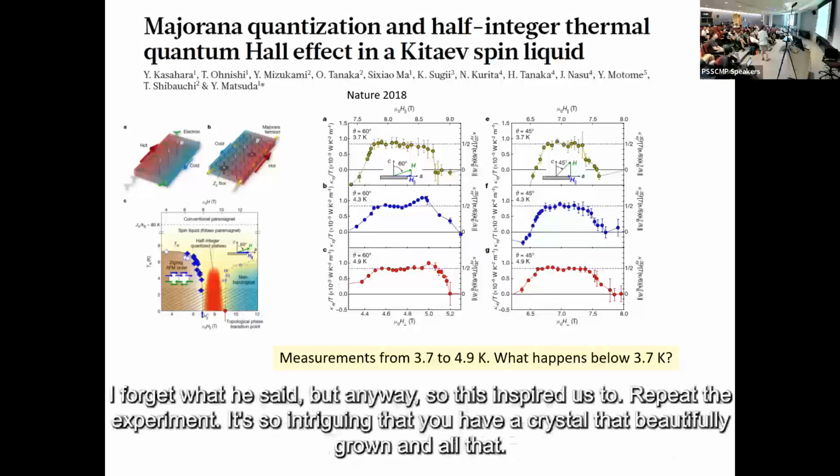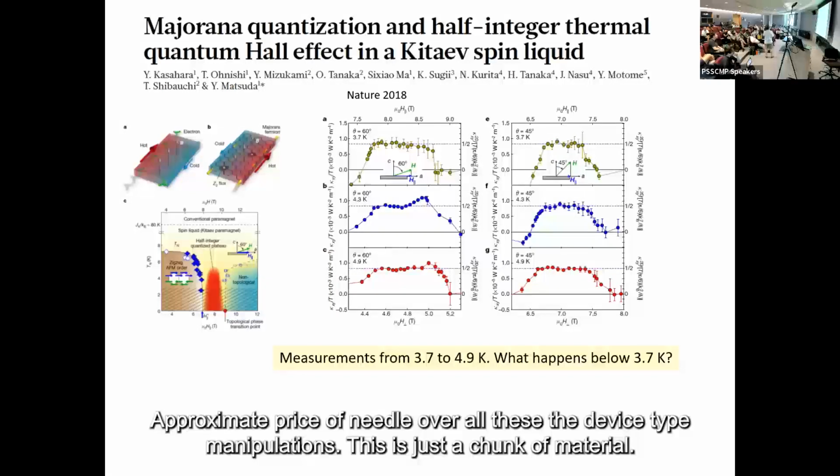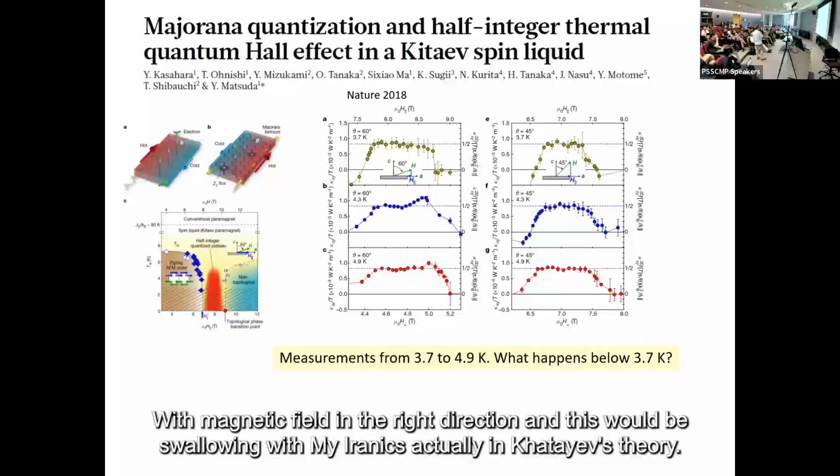And I forget what he said, but anyway, this inspired us to repeat the experiment because it's so intriguing. You have a crystal that's beautifully grown and all that. It's just a layered crystal, and it's swimming with Majoranas, right? You don't need to proximitize it, you don't need to have all these device type manipulations. This is just a chunk of material with the magnetic field in the right direction. This will be swarming with Majoranas.